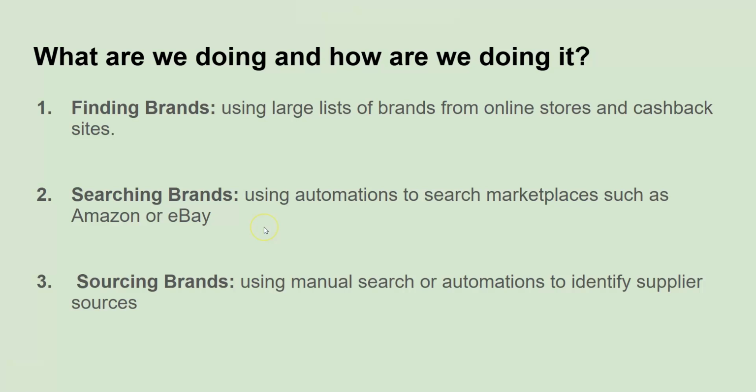Number three is sourcing brands. Sourcing brands basically means that we're identifying supplier sources, who actually sells these brands. Now, we can do this with a manual search on the products. Once we search for those brands on the marketplace, we can do a manual search. But again, I've also built automations that help to identify supplier sources by actually searching those brands on search engines and then looking at the domains that come up for those brands. So those are the three parts of the whole process that we're doing and how we're actually executing it.